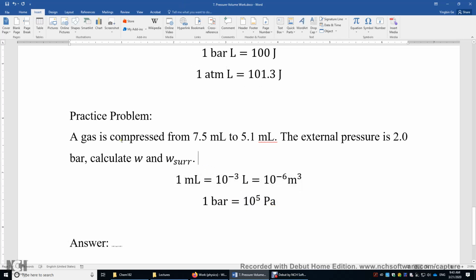More hints. Since the system is compressed, this gas is our system. Because the system is compressed, the amount of work of the system is positive. The work of the surroundings is negative because work is done by the surroundings to the system. The surroundings lose energy while the system gains energy in this process.